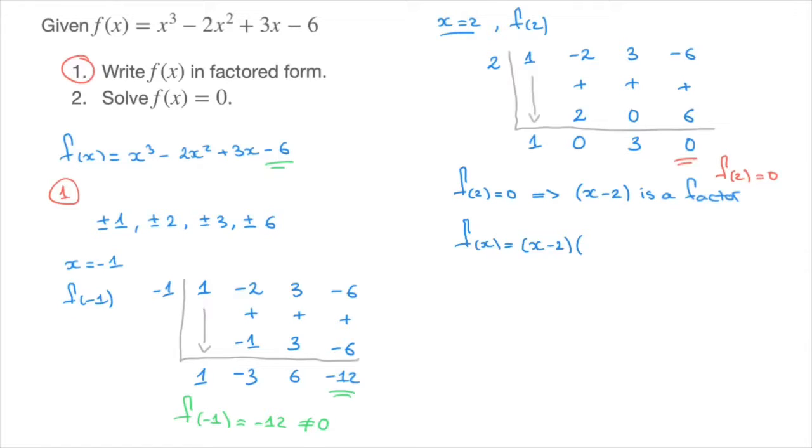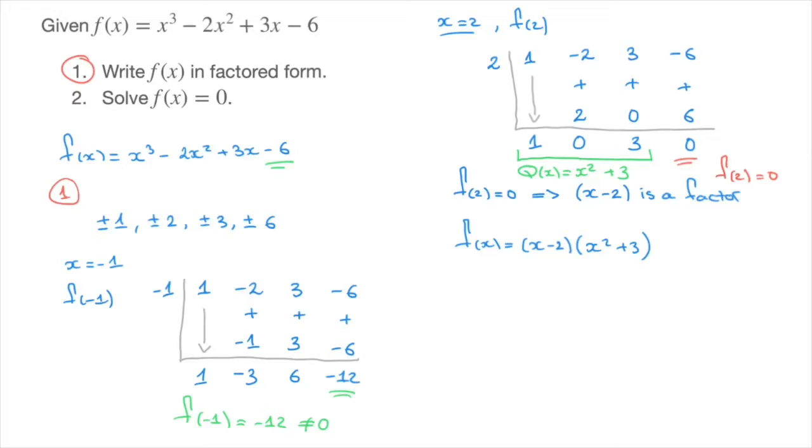Now that other polynomial, luckily for us, can be found simply by reading the coefficients that I'm currently underlining in green. This will be a quadratic polynomial since f of x was a cubic, and its coefficients are 1, 0, 3. And we call this polynomial the quotient polynomial, capital Q of x, which equals 1x squared, so that's x squared, plus 0x, so I don't write that, plus 3. So going back to f of x, I can now write f of x equals x minus 2 times x squared plus 3.